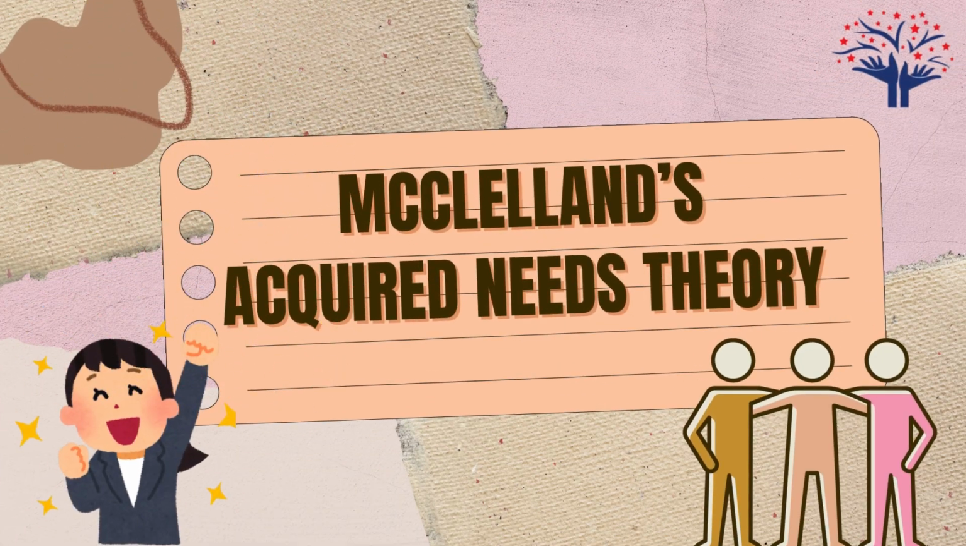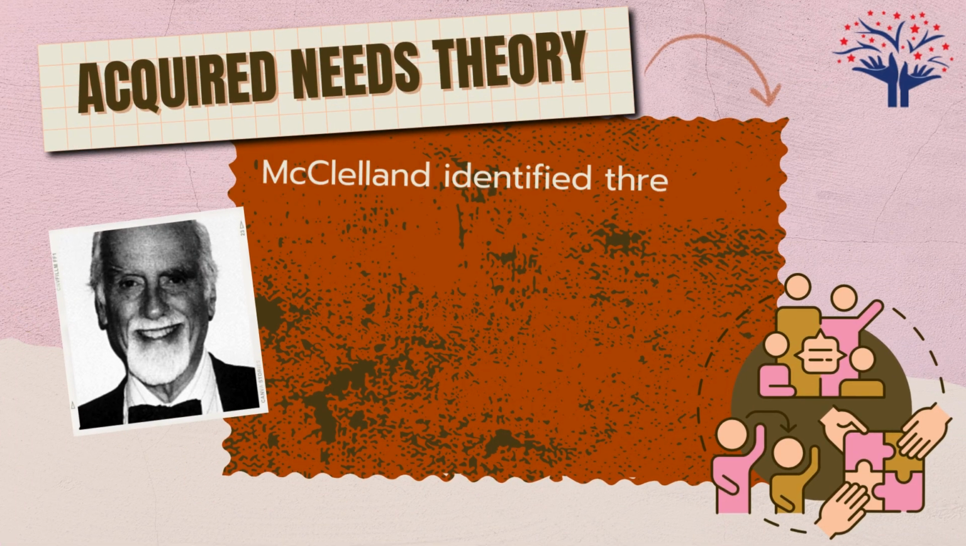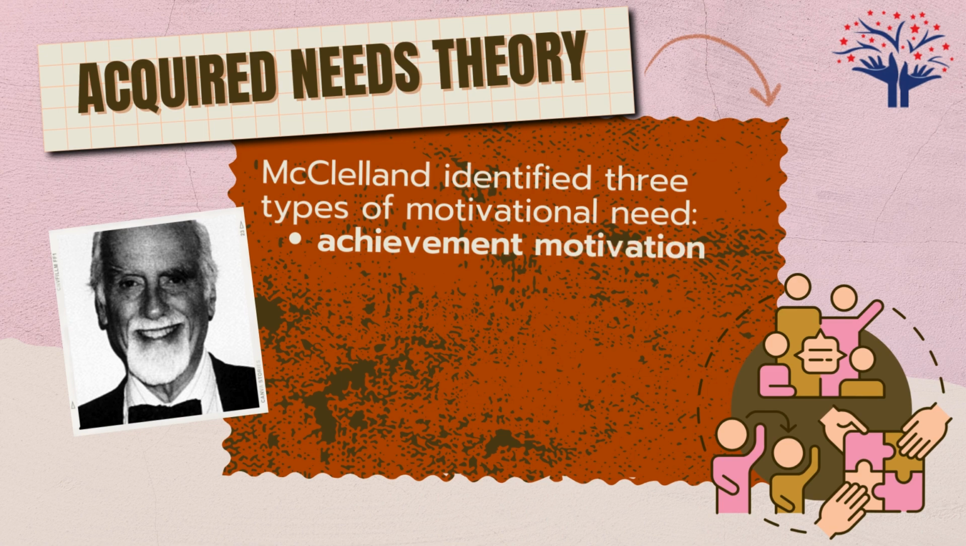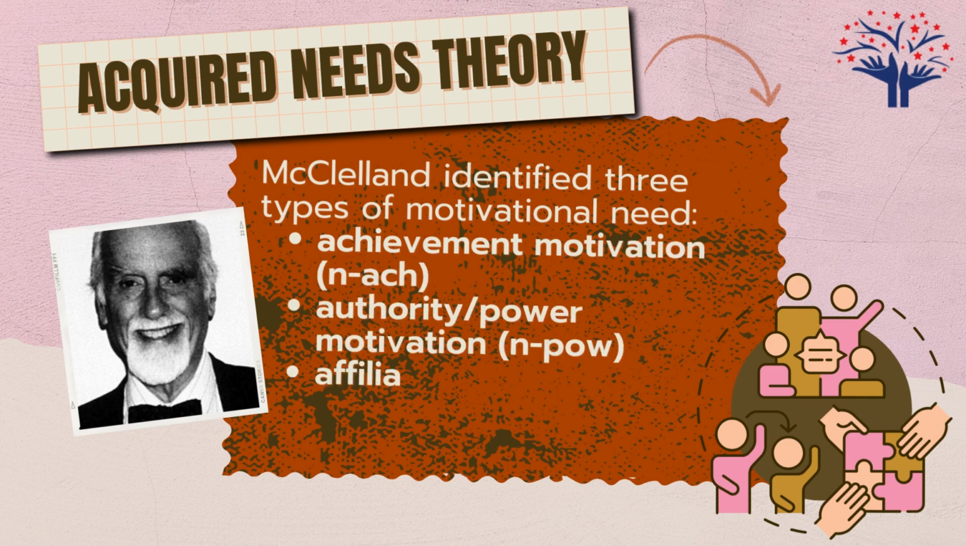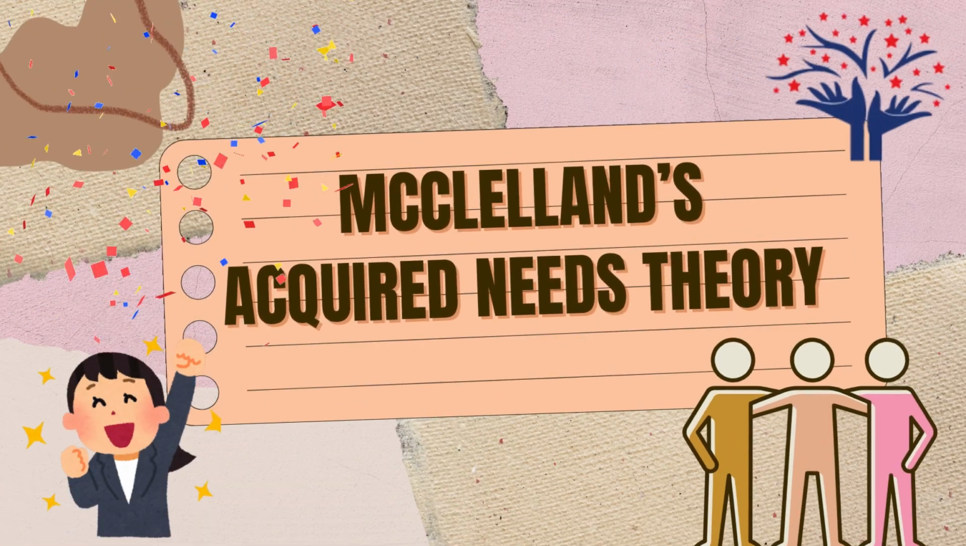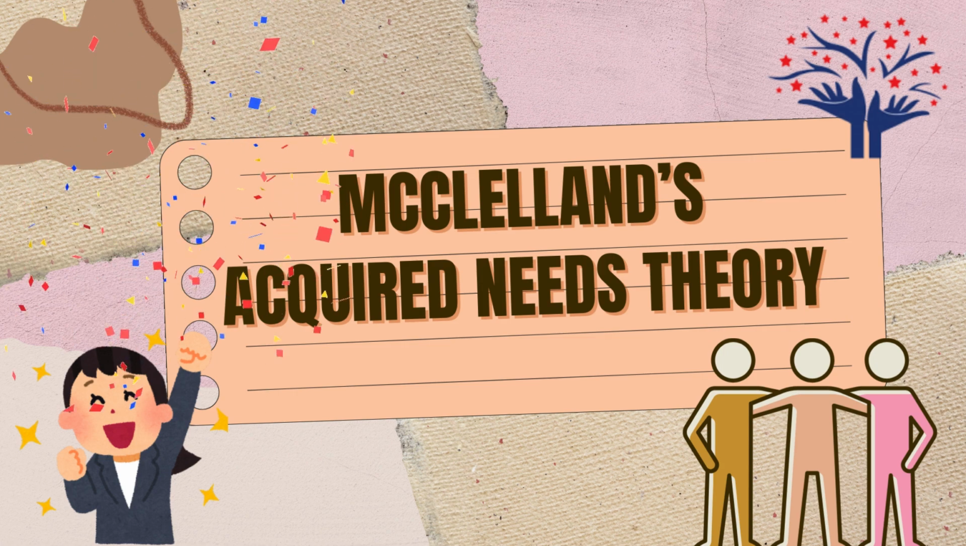Now, let's explore McClelland's acquired needs theory. McClelland identified 3 types of motivational needs: achievement motivation, power motivation, and affiliation motivation. Next, let's explore McClelland's acquired needs theory.